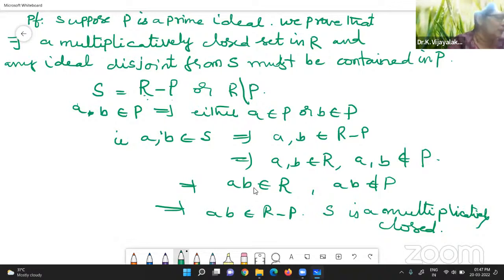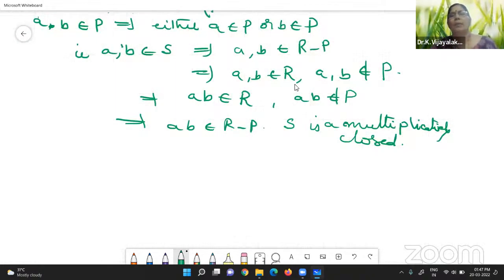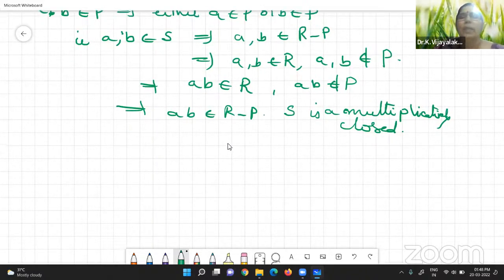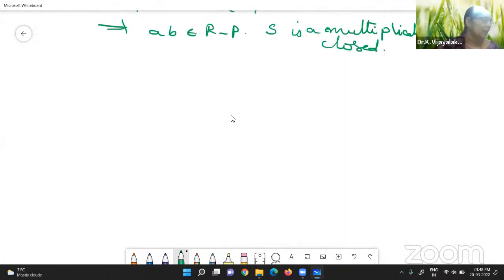So suppose you take a, b belongs to S, then a, b belongs to R minus P. That is, a, b belongs to R and a, b does not belong to P. Since P is a prime ideal, ab does not belong to P. So you have ab belongs to R, ab does not belong to P, means ab belongs to R minus P. So S is a multiplicatively closed set.